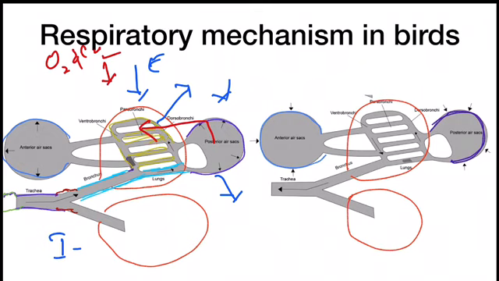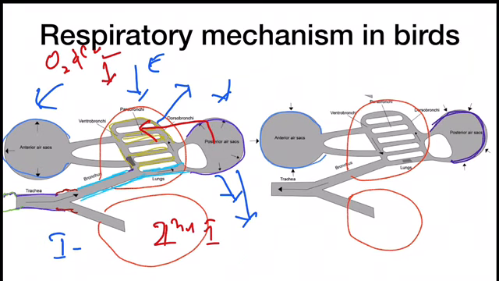Then the second cycle of inspiration begins. In the second cycle of inspiration, we again observe the expansion of the air sacs. When the anterior sac is expanded, we observe a decrease of pressure in the anterior air sacs. Due to this decrease of air pressure, the air from the parabronchi reaches the anterior sac. Also, the air from the outside atmosphere reaches the posterior air sacs, as the pressure is decreased in the posterior air sacs due to the expansion.